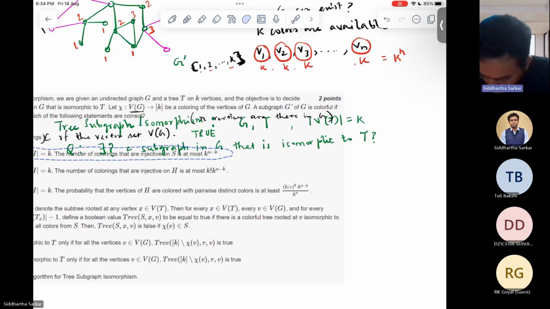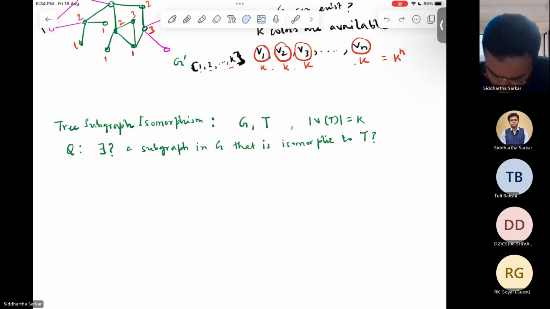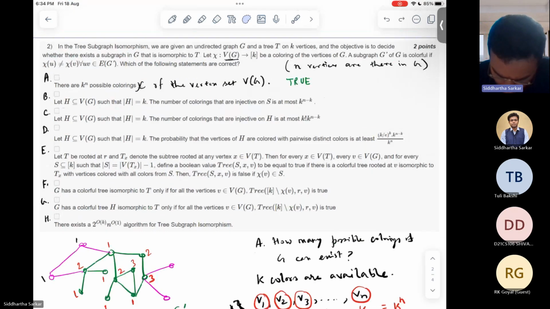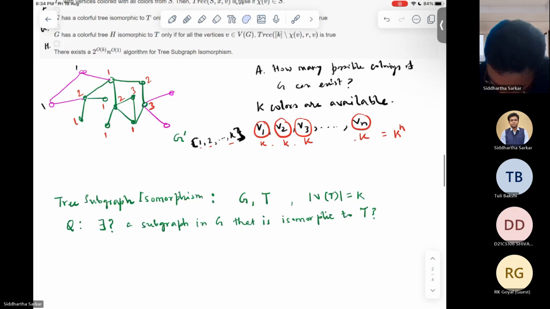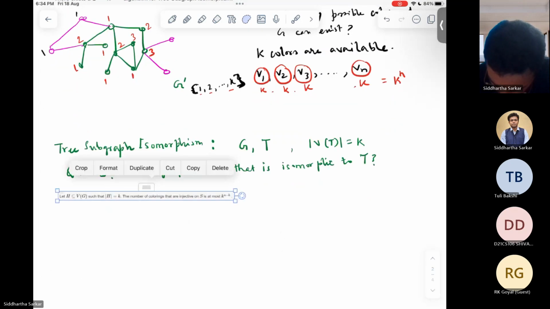Oh, the entire thing got copied. Sorry. I think it should be possible to copy this to one. Okay.